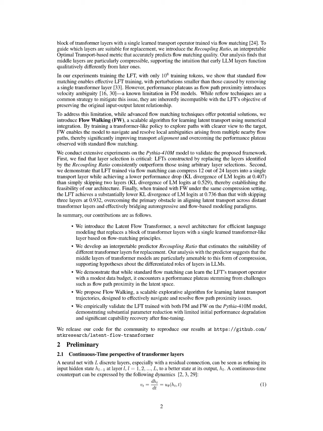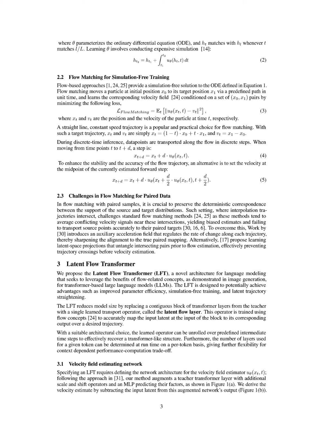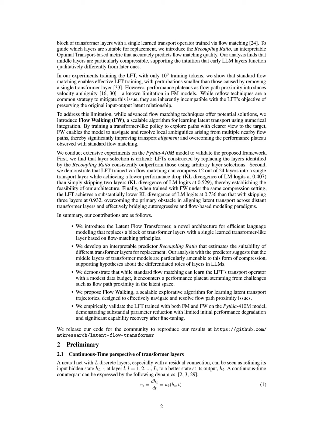To address these issues, the proposed flow walking FW algorithm enhances the learning of latent transport by exploring paths with a clearer view to the target, effectively navigating local ambiguities and improving transport alignment. Future research could focus on refining the FW algorithm further, or developing alternative methods that enhance the stability of velocity field estimates, potentially incorporating additional regularization techniques to mitigate the effects of intersecting trajectories. Additionally, investigating more sophisticated velocity field learning strategies could help in overcoming the inherent challenges posed by flow path proximity.